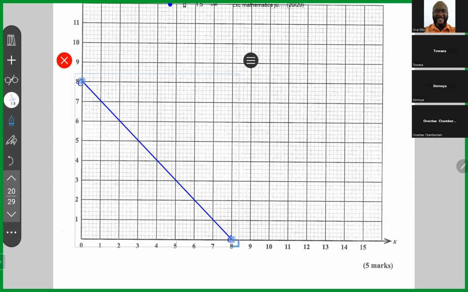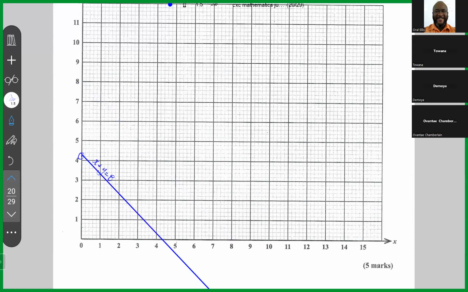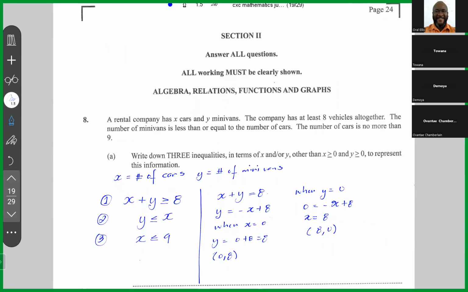All right. So this is the first line, x plus y is equal to 8. We should label it. So x plus y is equal to 8. So the straight line that is associated with the inequality, x plus y is greater than or equal to 8, is the line x plus y is equal to 8.